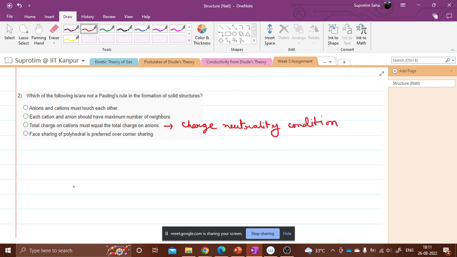The last option is left: face sharing of polyhedra is preferred over corner sharing. This is not true actually. So among them, the last option, face sharing of polyhedra is preferred over corner sharing, is not true, right?